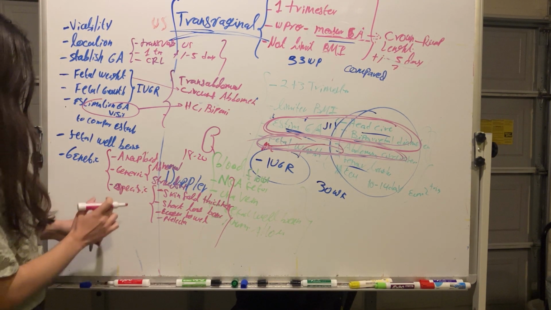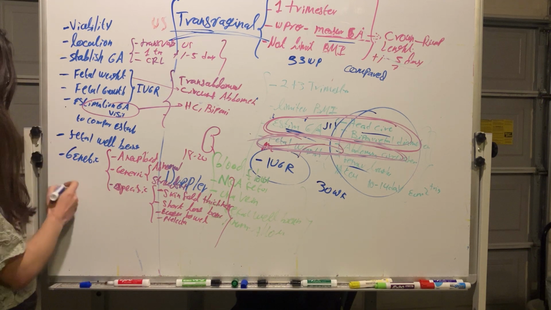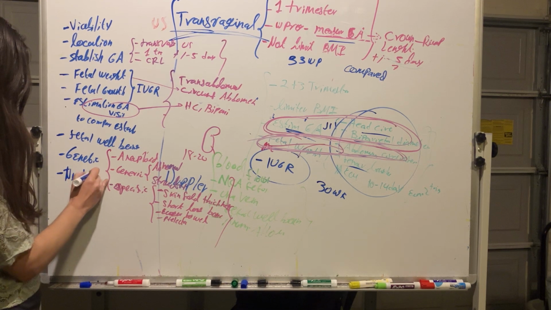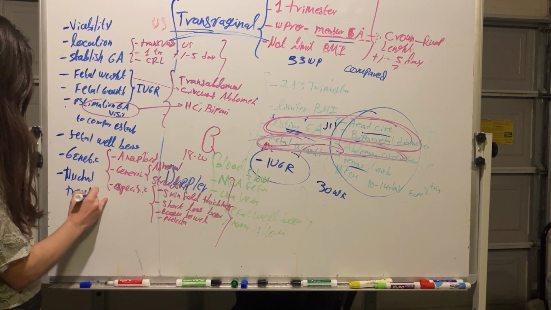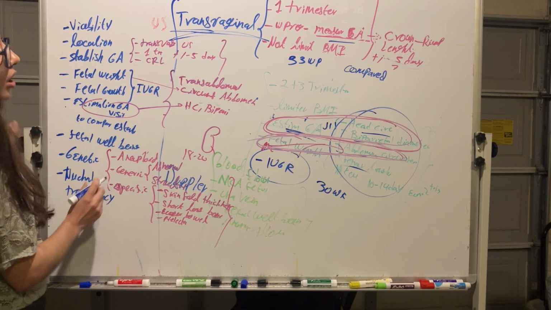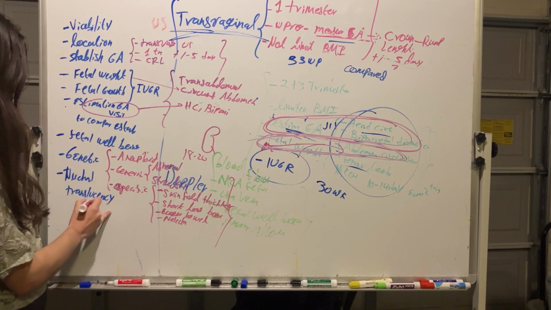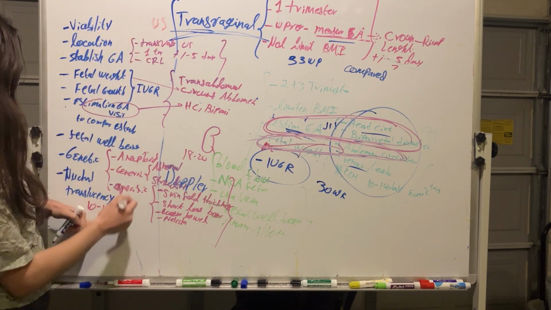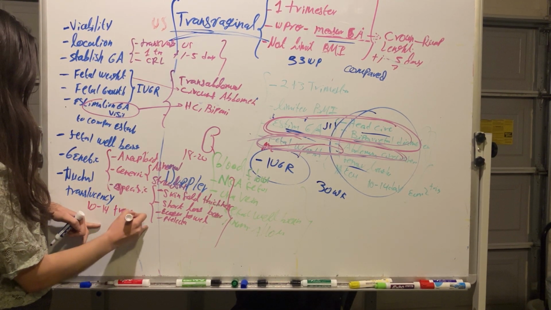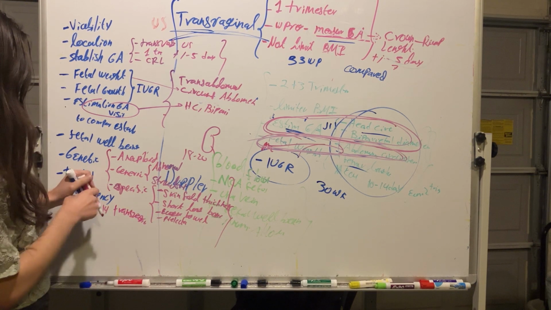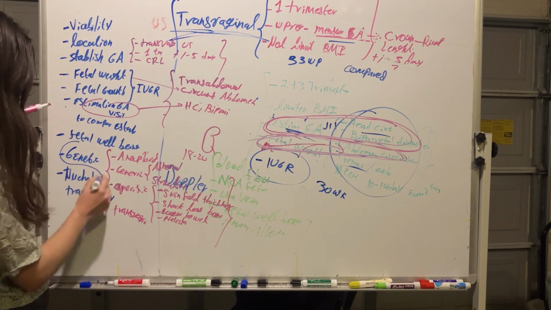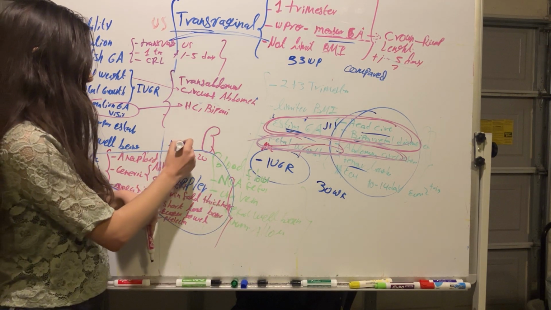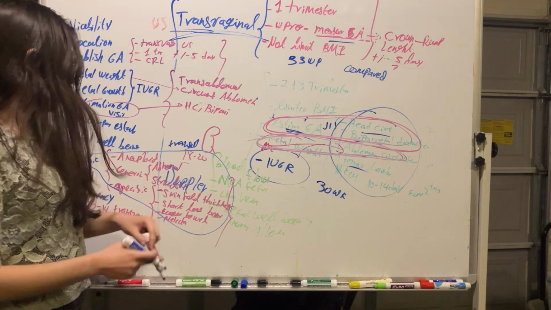And we can also measure nuchal translucency. This is done between 10 to 14 weeks gestation, so probably this is done with transvaginal ultrasound, as opposed to the anatomic ultrasound, which is done between 18 to 20 weeks. This would be with transabdominal ultrasound.